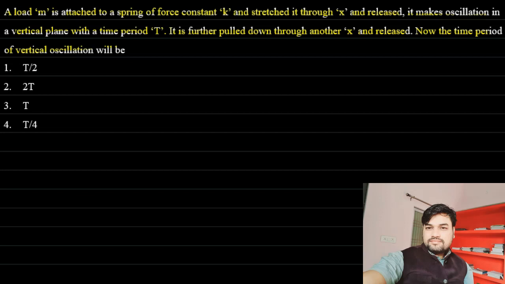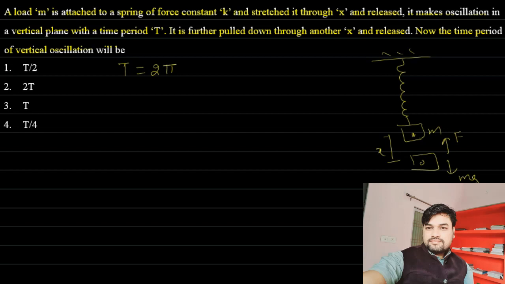So this question is from a spring mass system, a vertical spring mass system. Now a mass of M is attached to a vertical spring and stretched to a distance x. Now at this distance the downward force will be mg and spring force will be F upward. So the time period for this oscillation is 2 pi square root m by k.